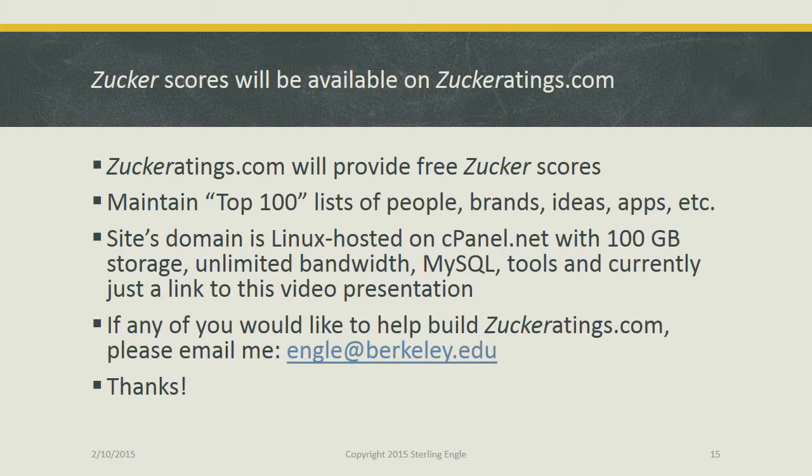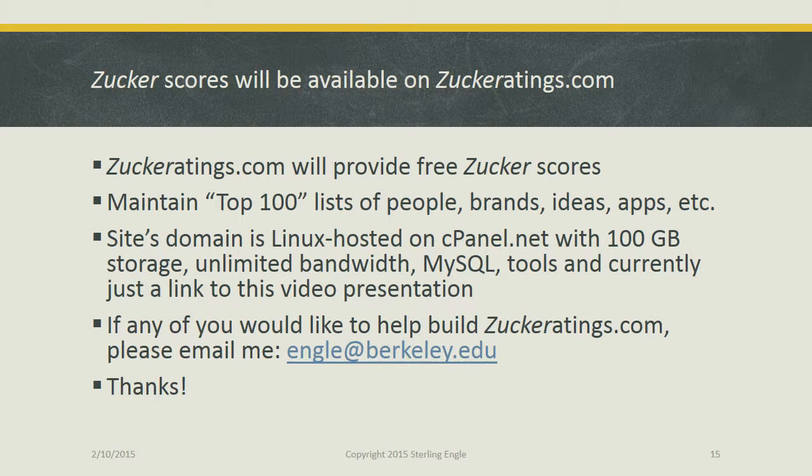When completed, ZuckerRains.com will provide a free Zucker score on demand for any name, be it the name of a person, brand name, toy, movie, book, idea, philosophy, organization, religion, or even a fictional character's name. Later, top 100 lists of people, brands, movies, etc. will become available.